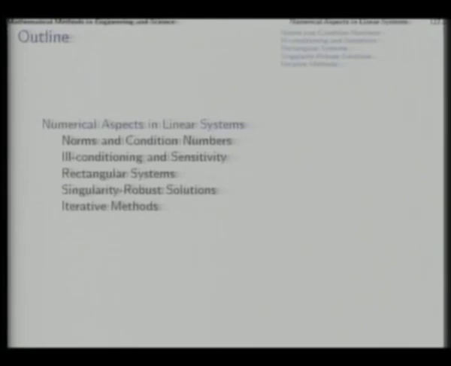So, here first we will define a few terms like norms, condition numbers, ill conditioning and sensitivity of matrices, and then we will study rectangular systems, and then the most general solutions of linear systems through singularity robust solutions, and finally we will have a quick glimpse on iterative methods of solving linear systems. First, the underlying definitions.